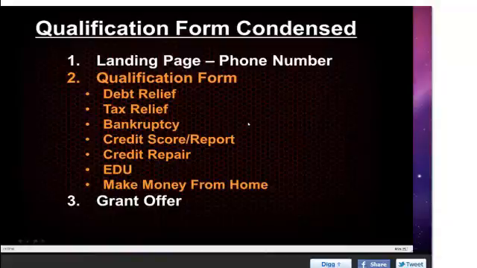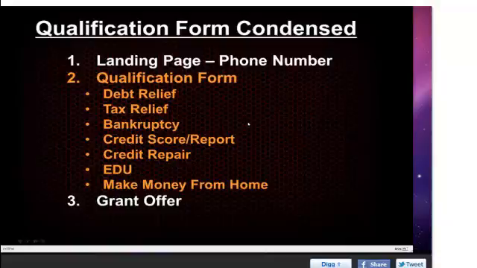You have a qualification form. You're going to ask questions about debt relief, questions about tax relief, bankruptcy questions, credit score. I'm going to show you examples of this. And then you send them the grant offer. So now what you've effectively done is condense that into a three-step process, or a three-page process.